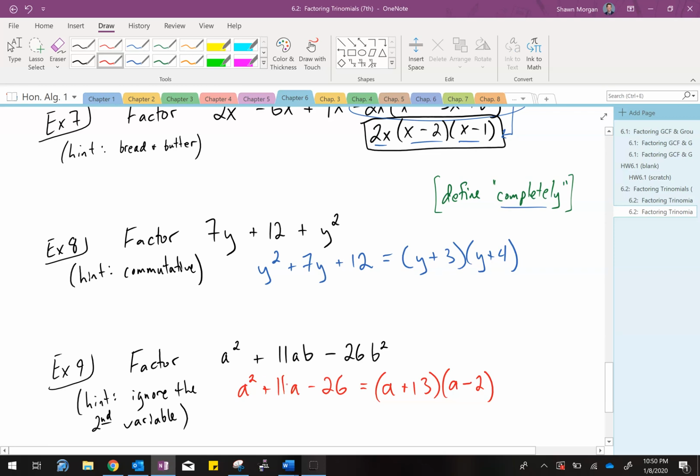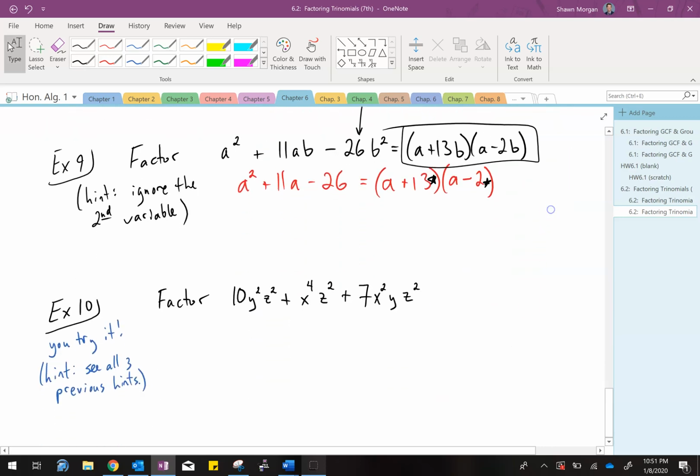Now, the only thing I have to do to get my answer is to go back and put the b in there right at the end, so that the last times the last will give us not just negative 26, but negative 26b squared. So it's a plus 13b and a minus 2b. All right. And again, you can FOIL that to check to make sure you got what you started with.